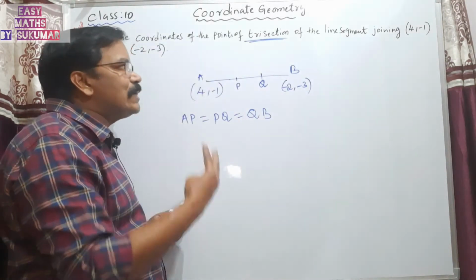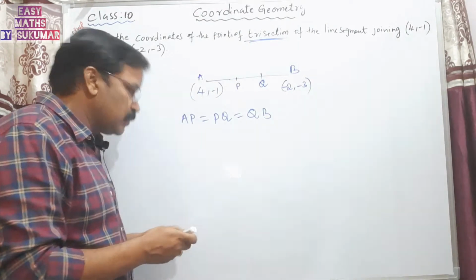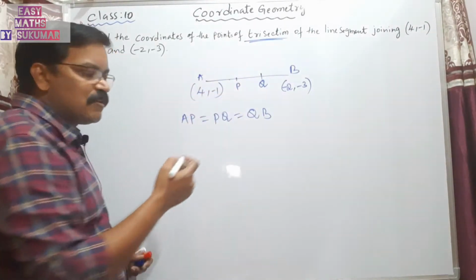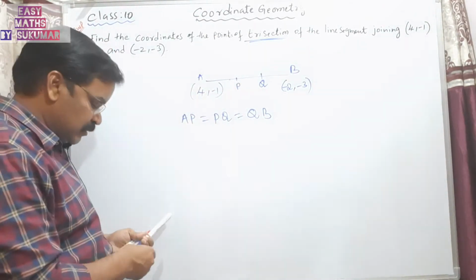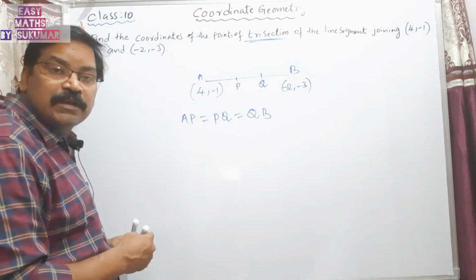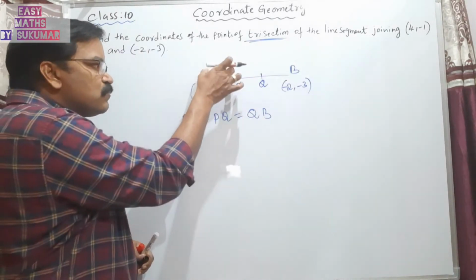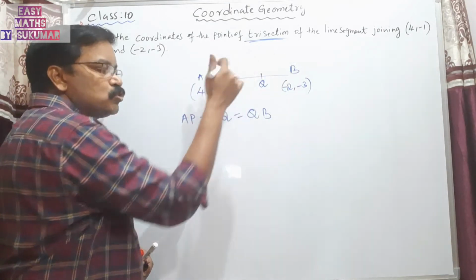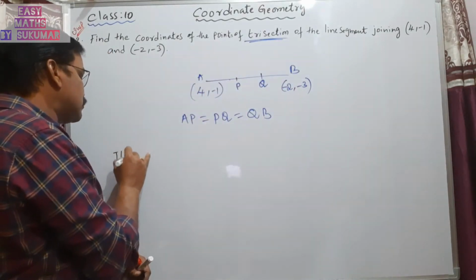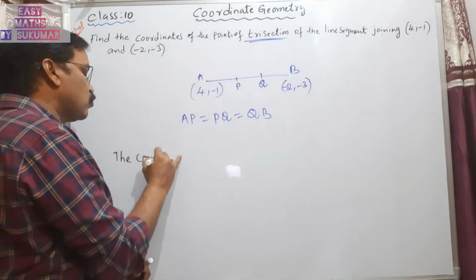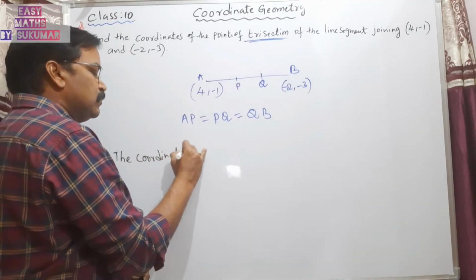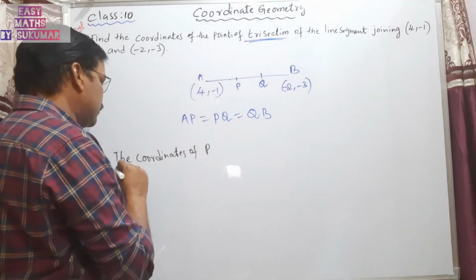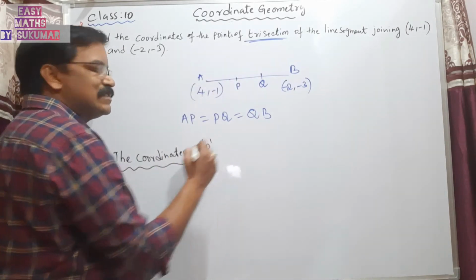That is called trisection. Okay. So to find the coordinates of P, my dear students, we should use the ratio, as this is 1 part and this is 2 parts. 1 plus 1, 2 parts. Let us find the coordinates of P first.